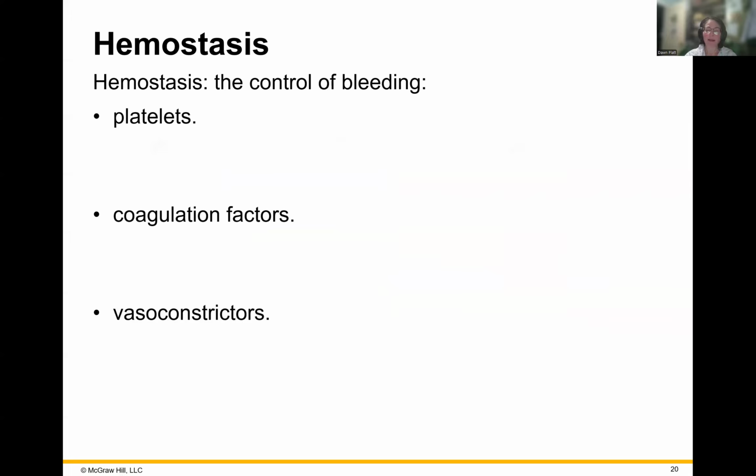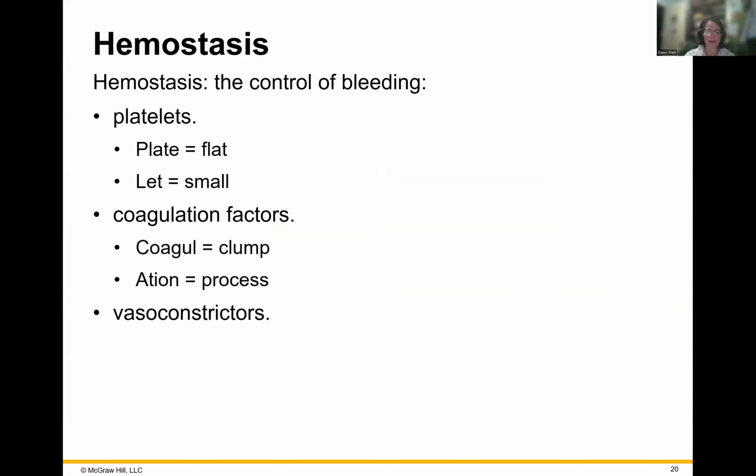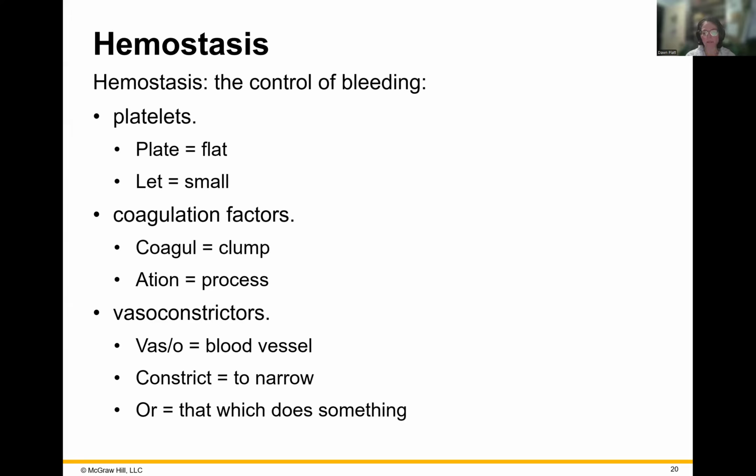Hemostasis, the control of bleeding. You might see that one on a test going forward. Oh, sorry, not homeostasis, hemostasis. Hemo means blood. Stasis means stopping, controlling. And then we have our platelets, coagulation factors. These are the things going on in the body to stop us from bleeding. And then vasoconstrictors. Most of the time, these all work hand in hand. So if you cut yourself and you're bleeding, eventually the bleeding stops, or it's supposed to stop, as long as all of these factors are in place to help stop that bleeding.